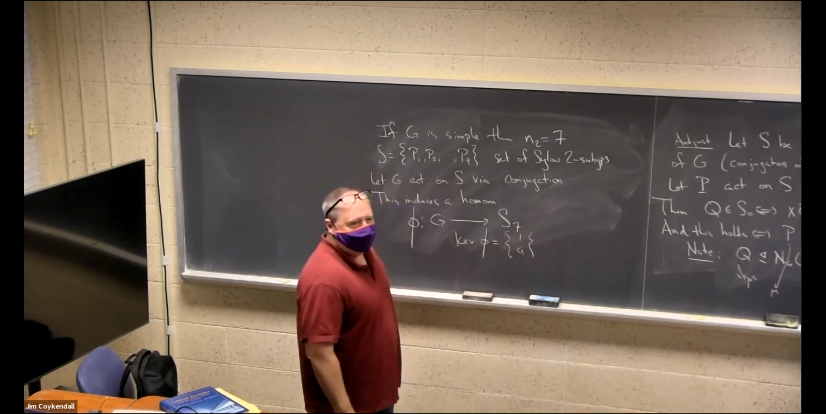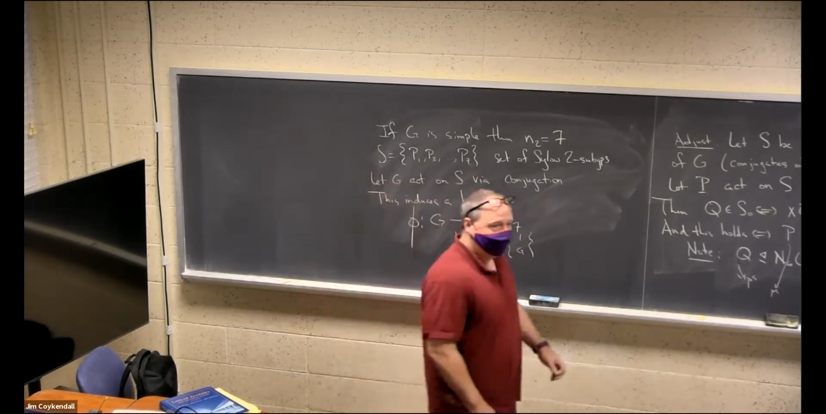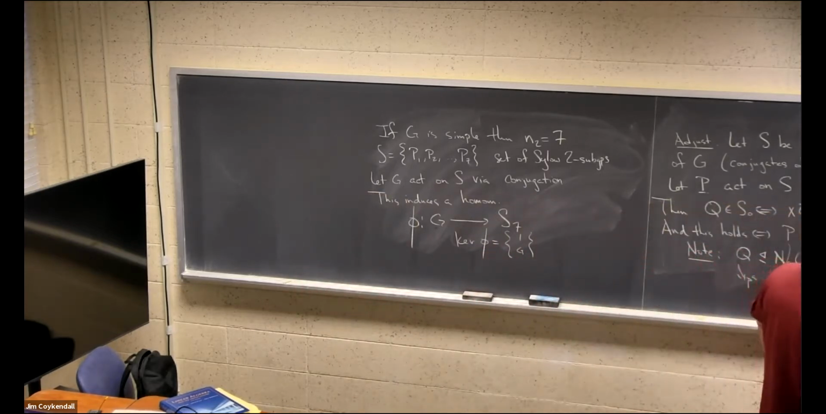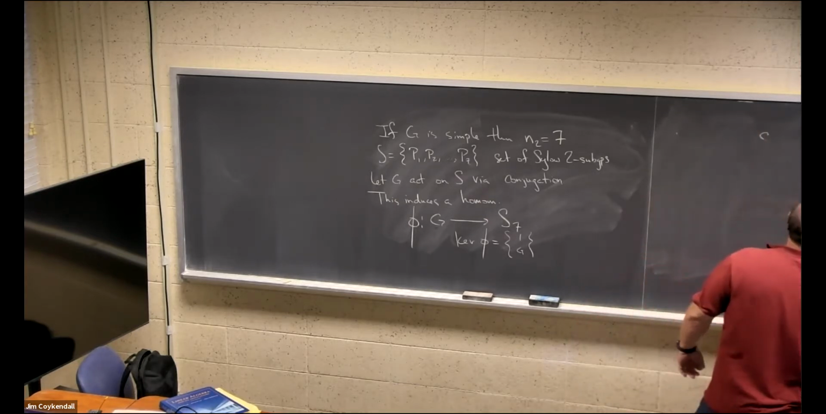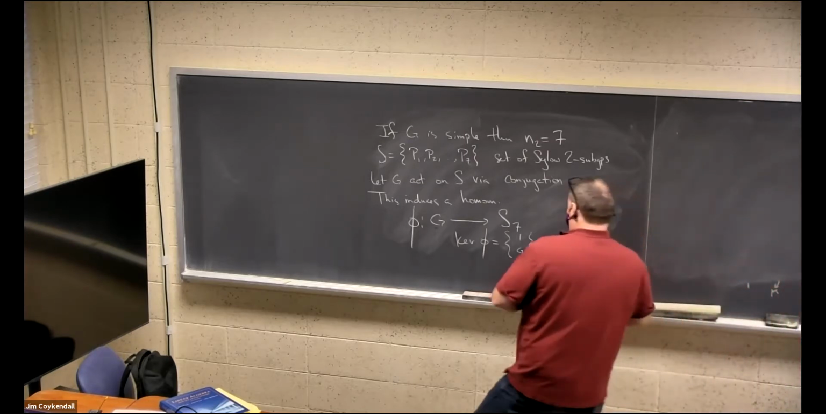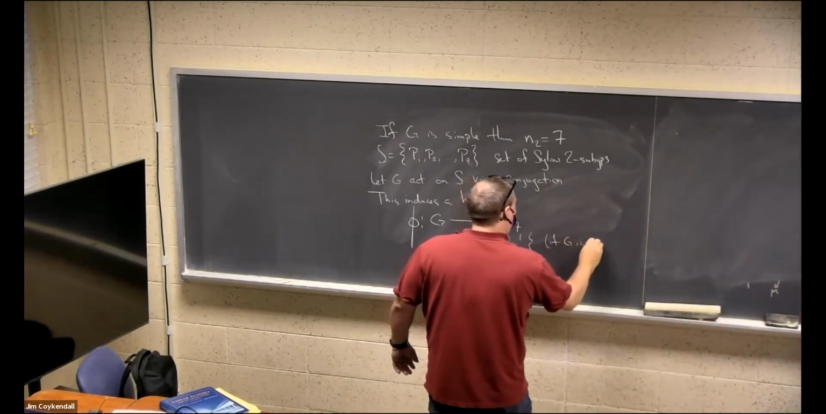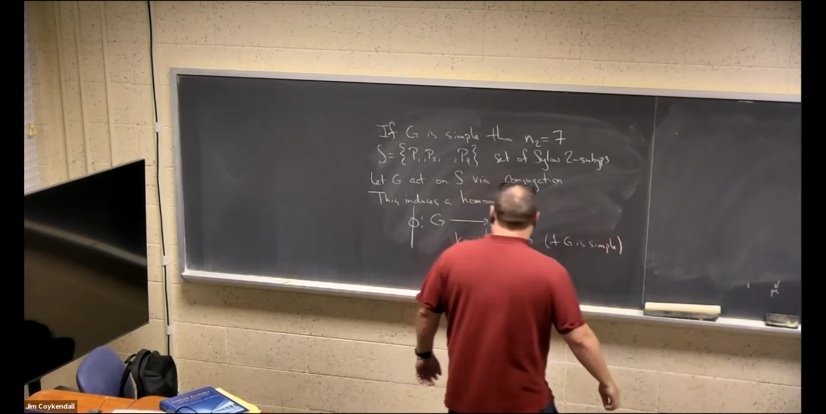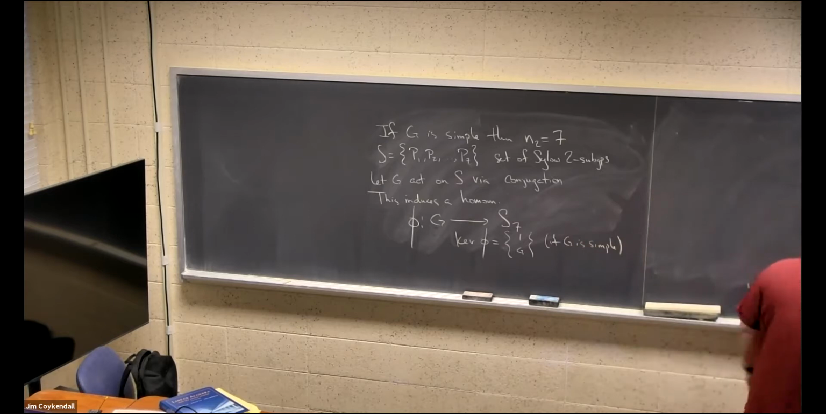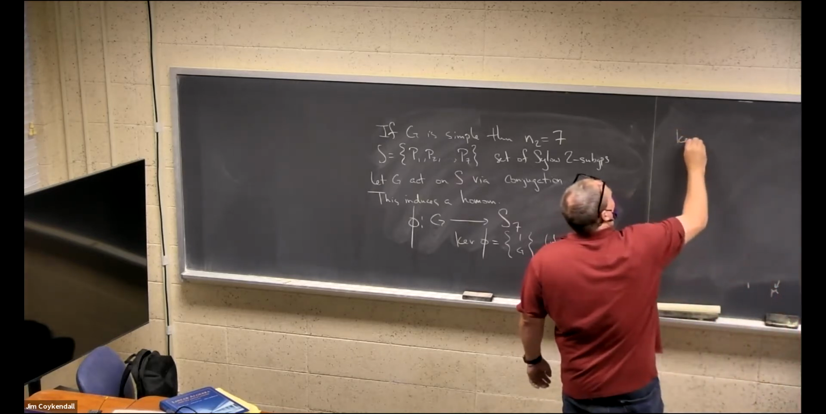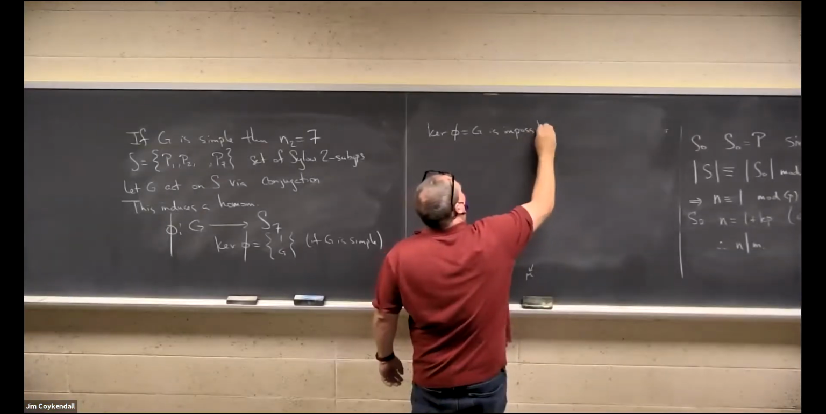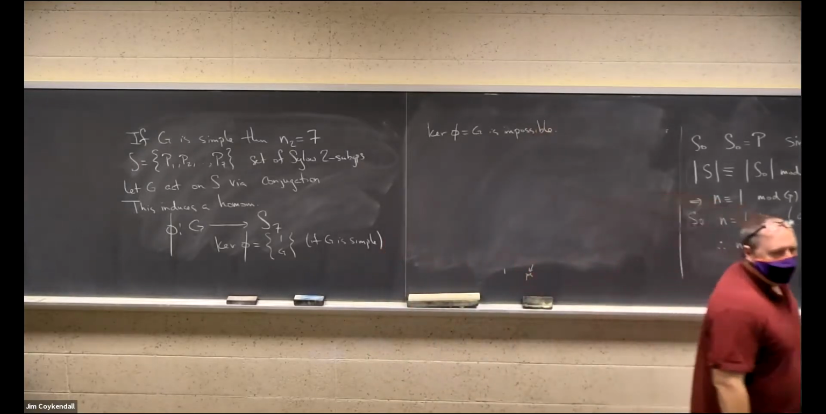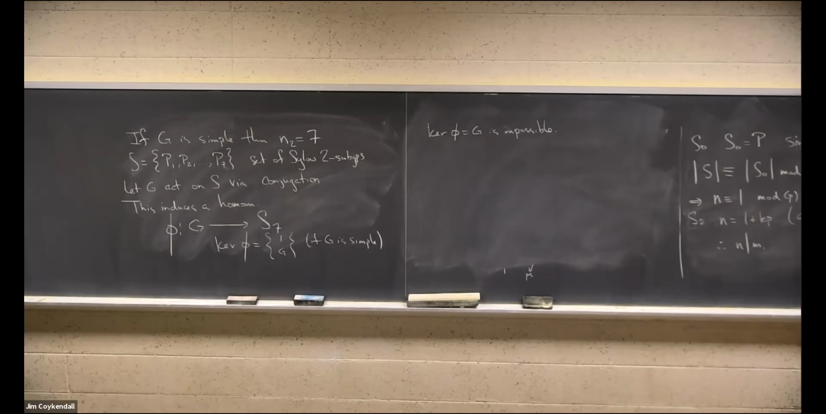But let me go ahead and observe this. The kernel of phi is either the identity or G. Agreed? It's got to be one of those two, because we're assuming that G is simple. Let me add that to the board in parentheses. Okay, so I'm going to throw out the kernel being G. It is impossible. Somebody tell me why.